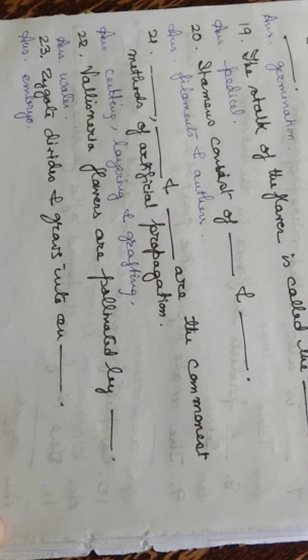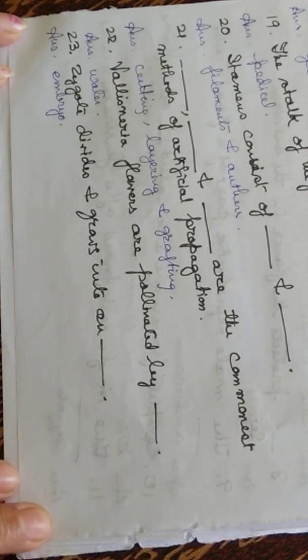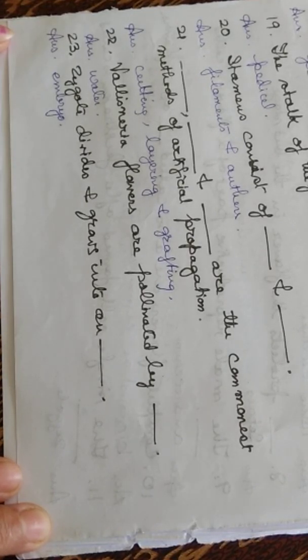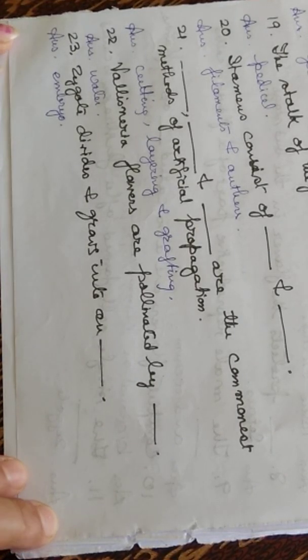Cutting, layering, and grafting are the commonest methods of artificial propagation. Vallisneria flowers are pollinated by water. Zygote divides and grows into an embryo.